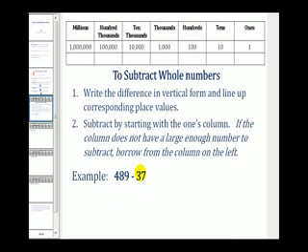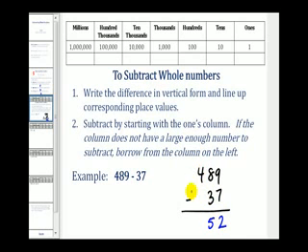489 minus 37. So when we write 37, we'll put the 3 under the 8 in the tens column and the 7 under the 9 for the ones column. And now we'll subtract starting on the right, working our way left. 9 minus 7, that would be 2. 8 minus 3, that would be 5. And then we have the 4 in the hundreds column. So our difference is 452. So 489 minus 37 is equal to 452.